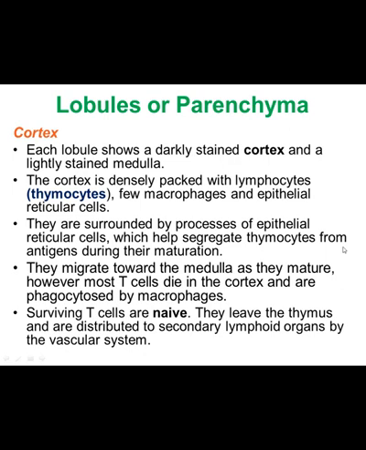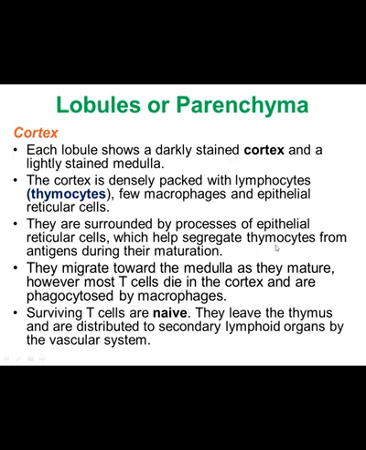Now we come to the lobule or parenchyma of the thymus, which consists of cortex and medulla. First we take the cortex. Each lobule shows darkly stained cortex and lightly stained medulla. The cortex is densely packed with lymphocytes and few macrophages and epithelial reticular cells. And this is surrounded by processes of epithelial reticular cells which help segregate thymocytes from the antigen during their maturation.